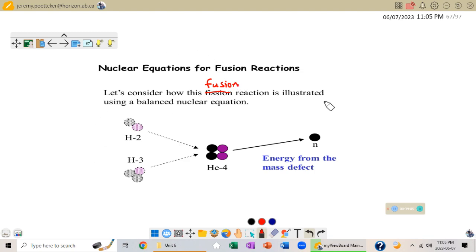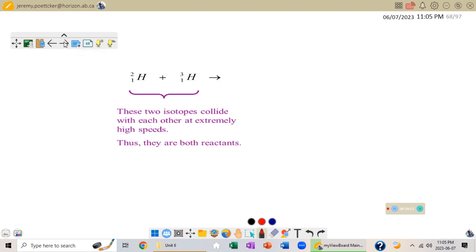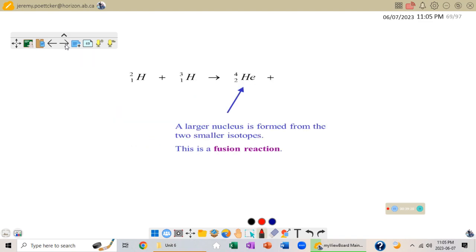Consider how this fusion reaction is illustrated using a balanced nuclear equation. So, these are the reactants, hydrogen-2 and hydrogen-3. Now, note that we know that helium-4 is formed. So, it's larger than either of these two. Tells us it is fusion.